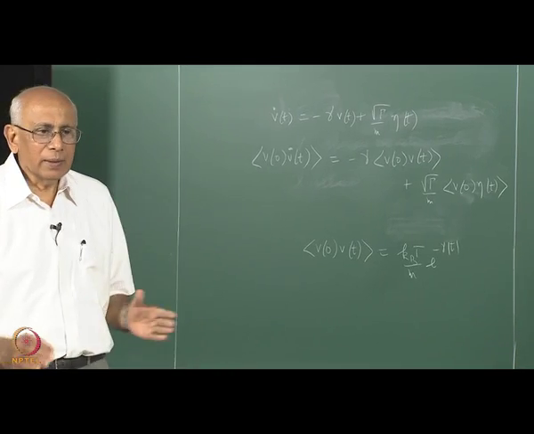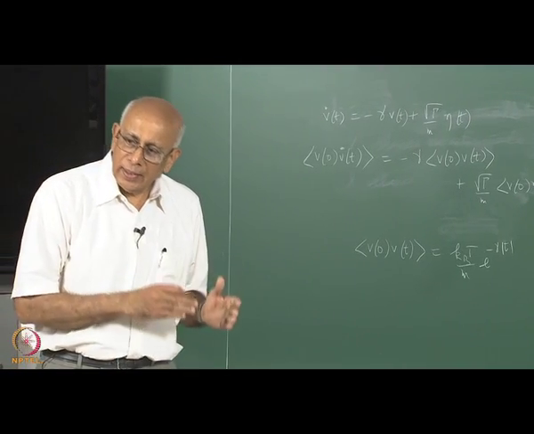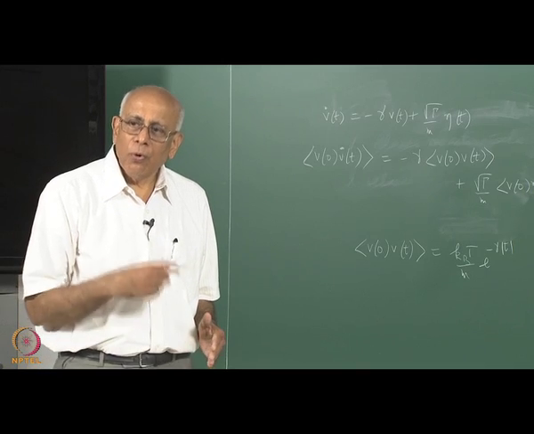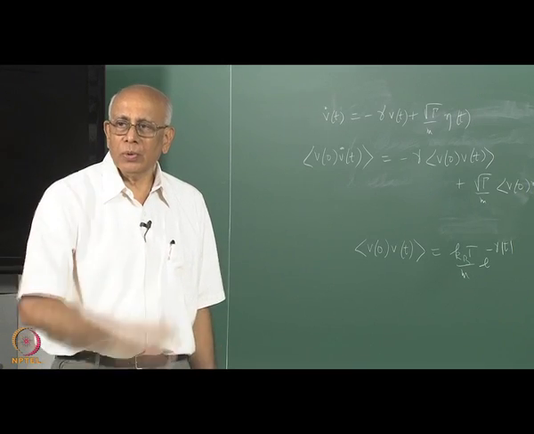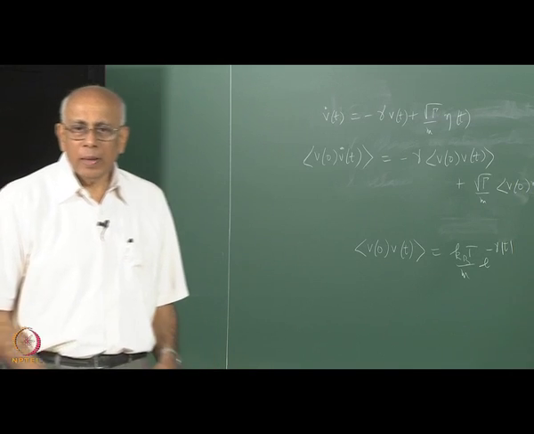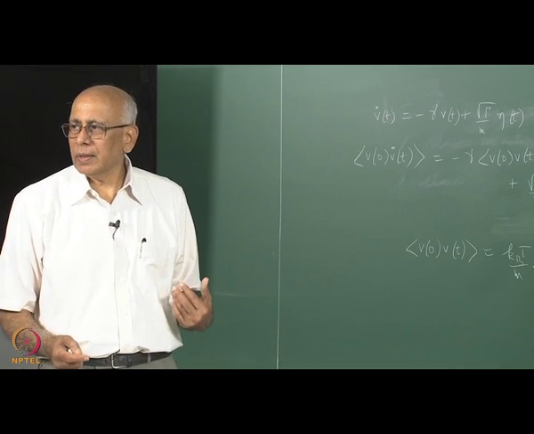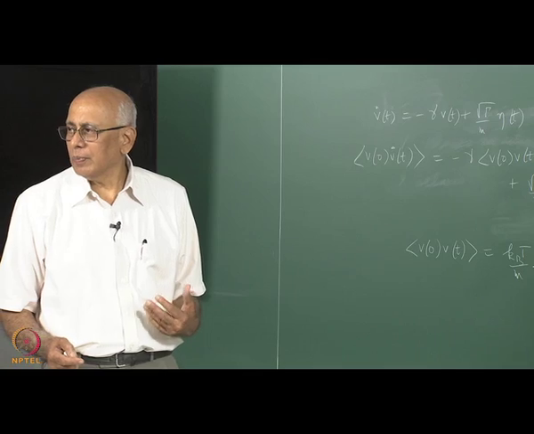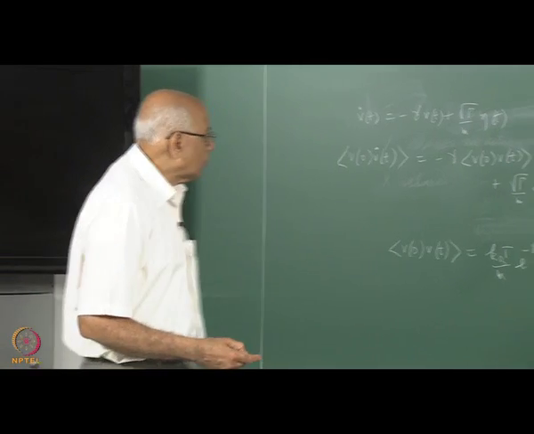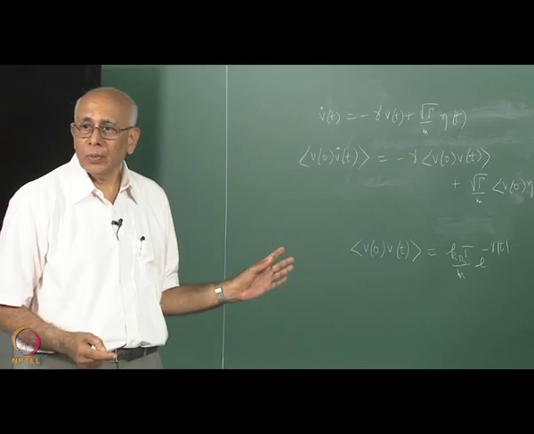What is the correlation between the velocity at time 0 and the force at t greater than or equal to 0? By causality, you would expect that the force at a later time does not affect the velocity, the output variable at an earlier time. That is causality, right. So this is actually 0, this quantity is 0.